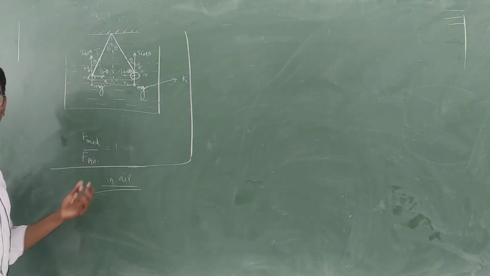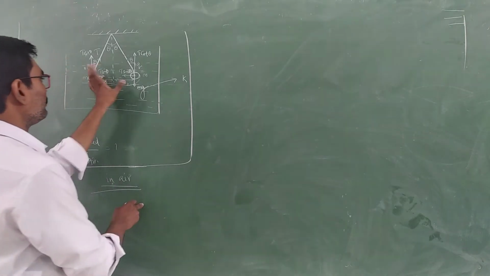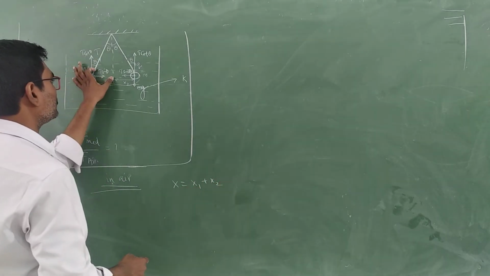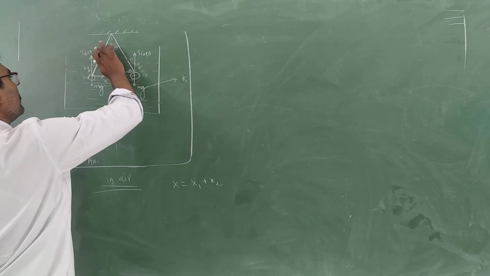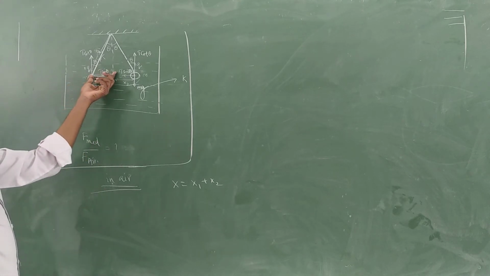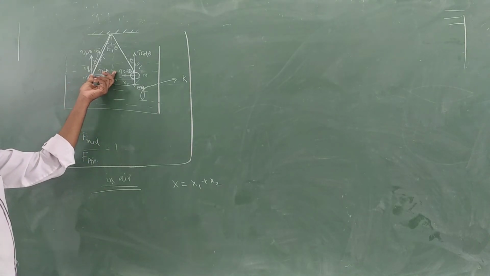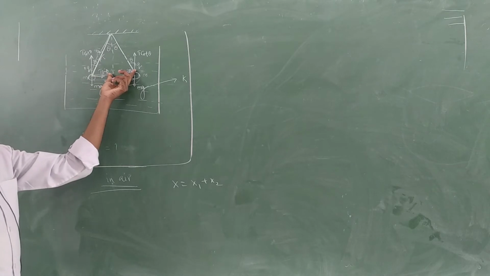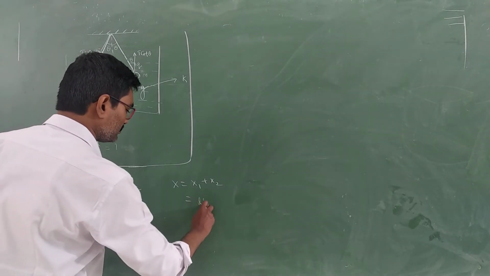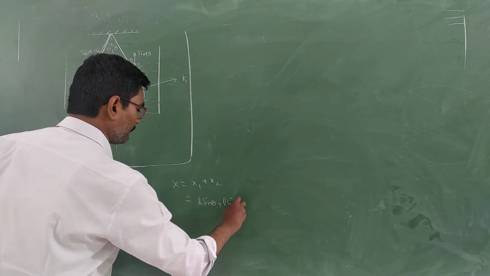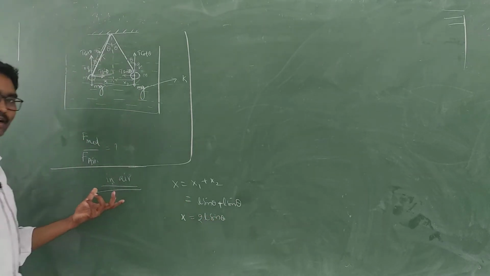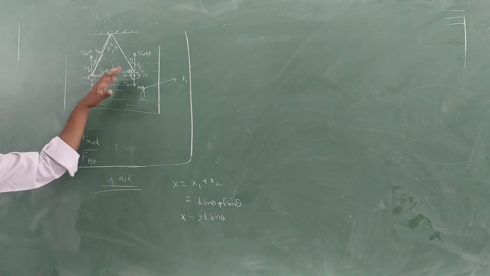We already did this in the last problem. So the total separation x is equal to x1 plus x2. If L is the length of the string, then this part is L sin theta, and this is also L sin theta. So the total distance x equals L sin theta plus L sin theta, 2L sin theta. That is in case of air. I am not considering liquid now.